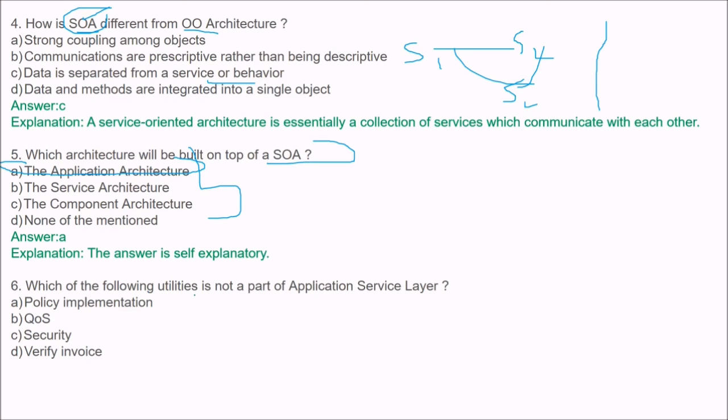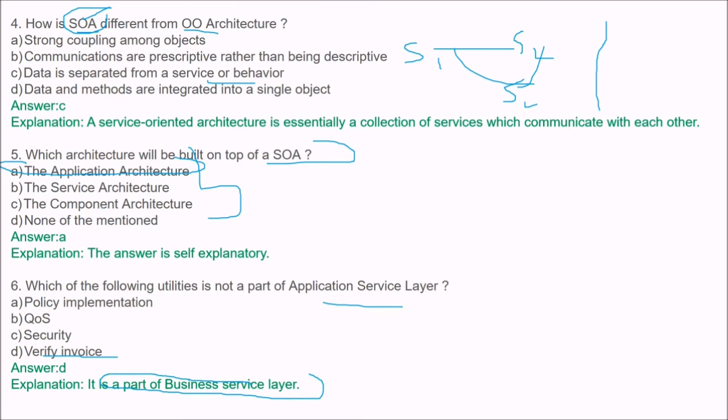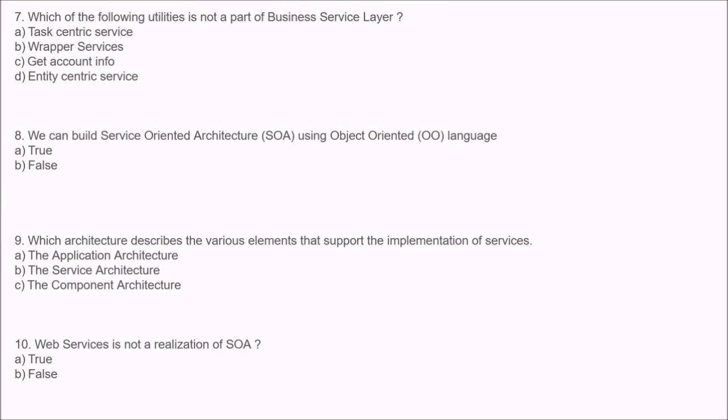Which of the following utilities is not part of the application service layer? The answer is verify invoice. It is a part of the business service layer, not the application service layer. The next is, which of the following utilities is not a part of the business service layer now? Business service layer. Can you answer this one? The answer is B, get account info. It is a part of the application service layer, not the business service layer.